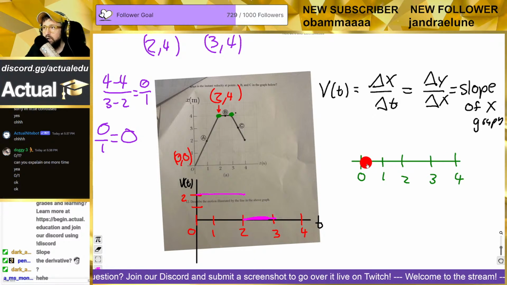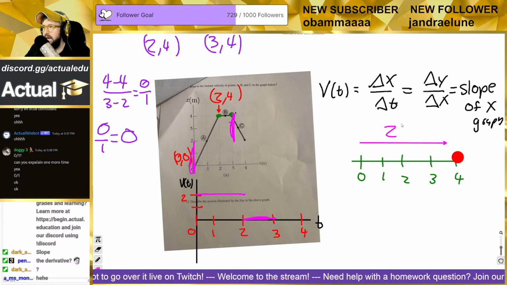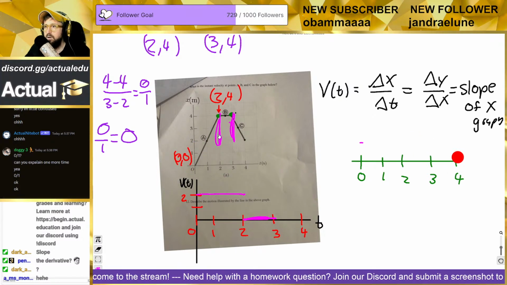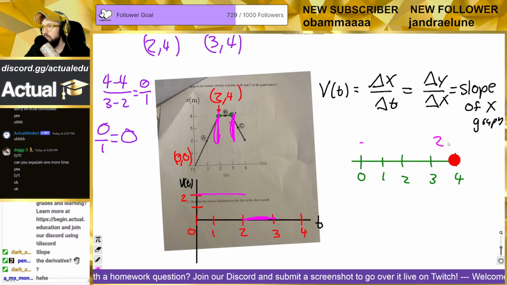And if you want to visualize that, let's just visualize from here to here so far. For the first 2 seconds, it's moving kind of quickly. We're going to say 2 meters per second. That's the speed. Then, from 2 seconds to 3 seconds, it's just going to stop. It's just chilling here. That's from 2 to 3 seconds. Does that make sense?